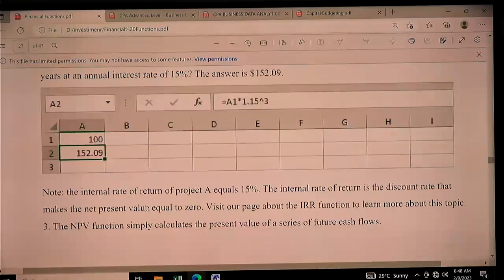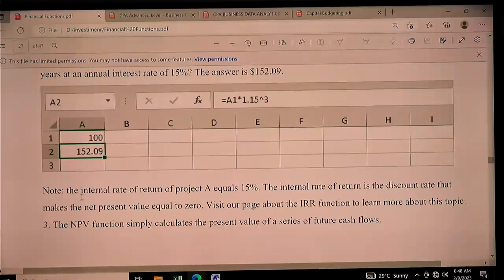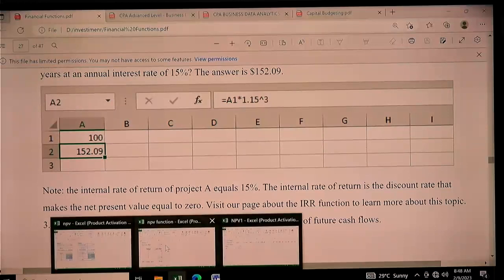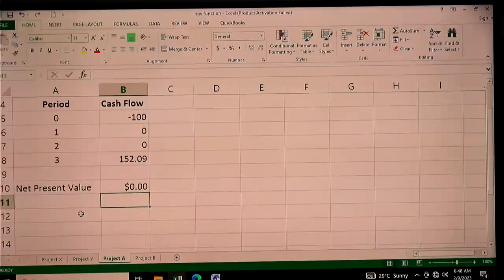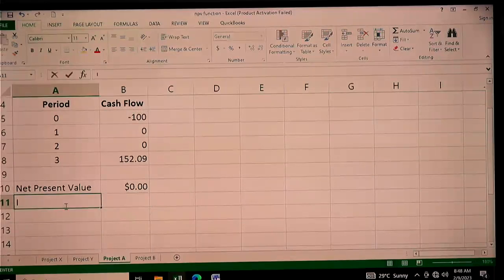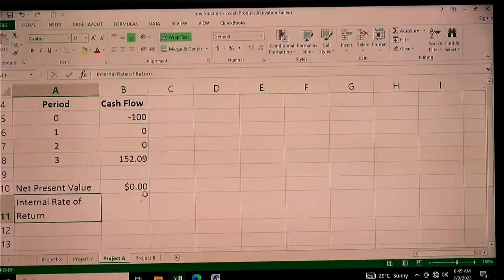Later, as we discuss the internal rate of return, you'll notice that the internal rate of return of project A will be equal to 15%. We can even check whether that is true, though we have not yet discussed it. That is the internal rate of return. So when you're given the cash flows, you're supposed to compute the internal rate of return here.